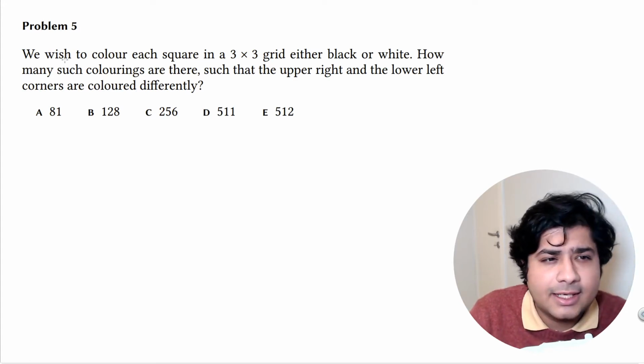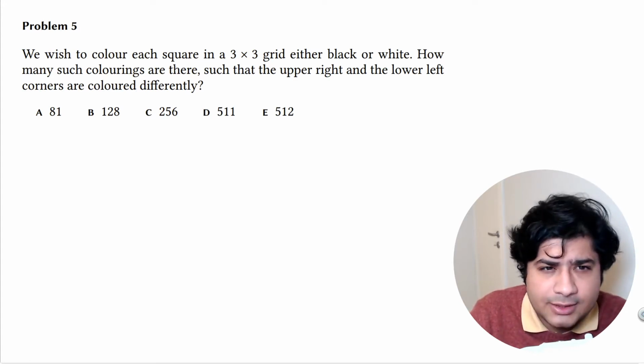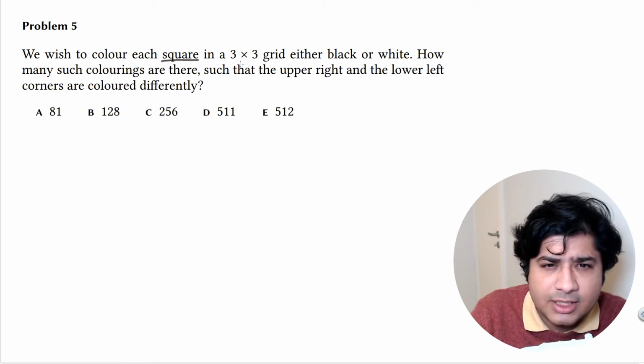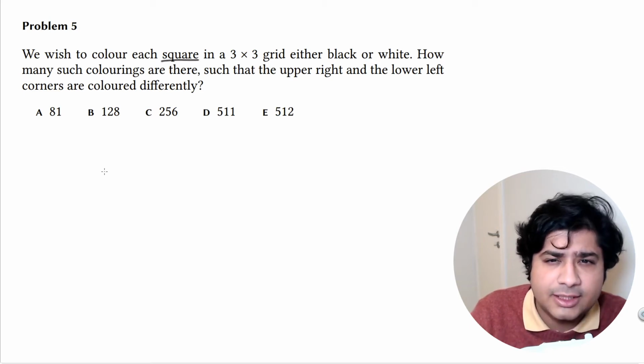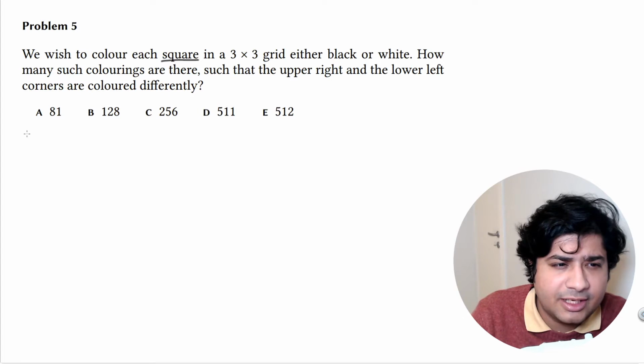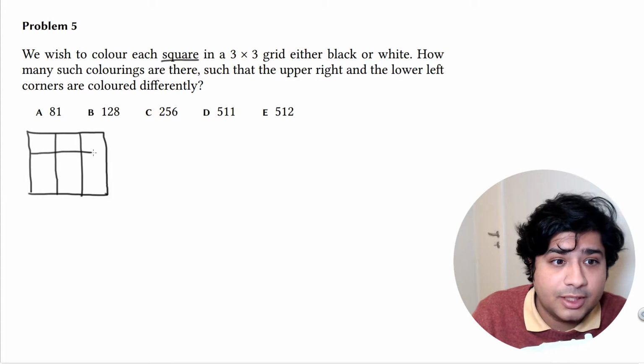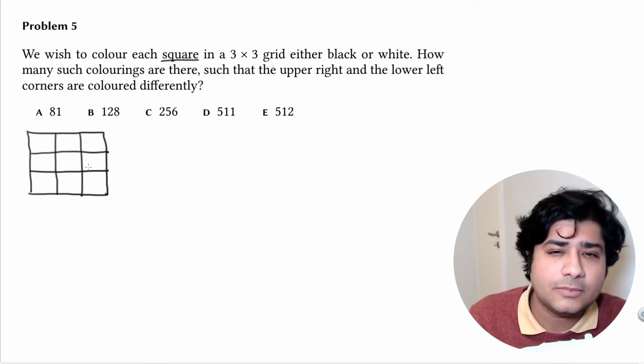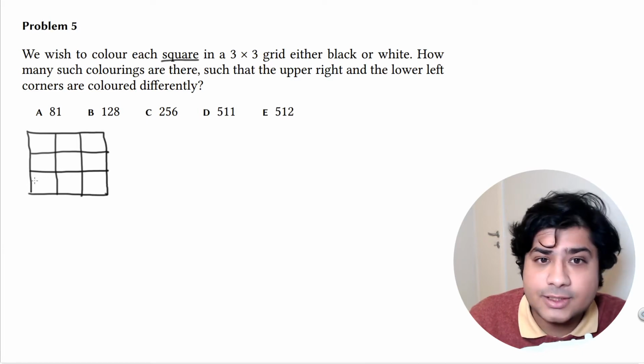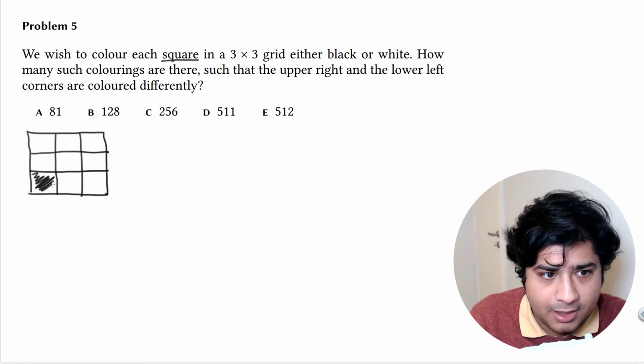All right, so they're saying we wish to color each square. So we're talking about squares in a 3 times 3 grid, either black or white. Okay, what does that mean? Well, that means that we have a 3 times 3 grid. Let's make a quick one here. 1, 2, 3. 1, 2, 3. There we go. And they're saying that for each square, it can either be black or white. Let's just try to color one black.